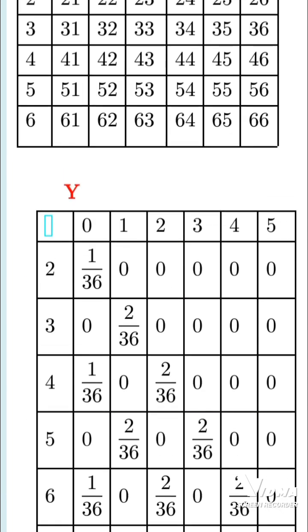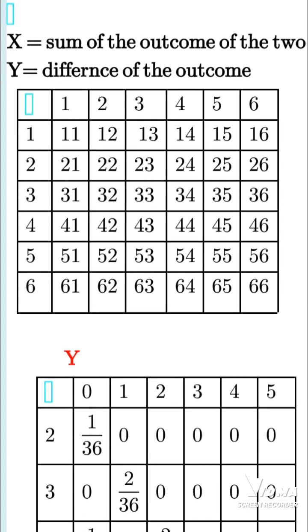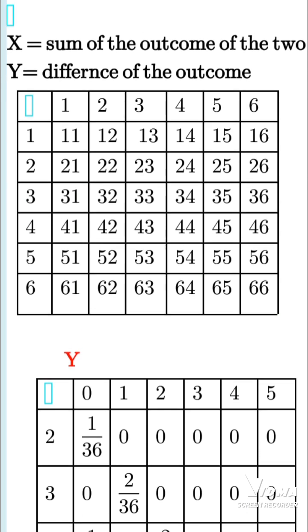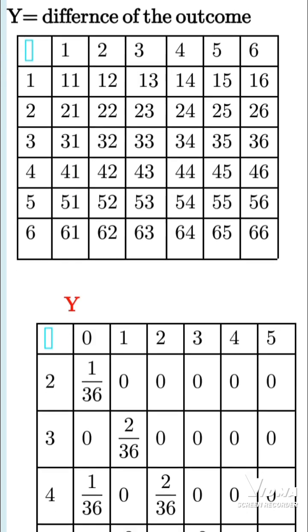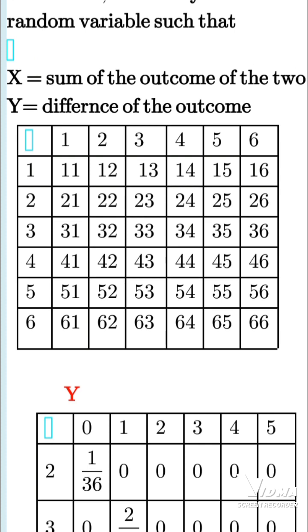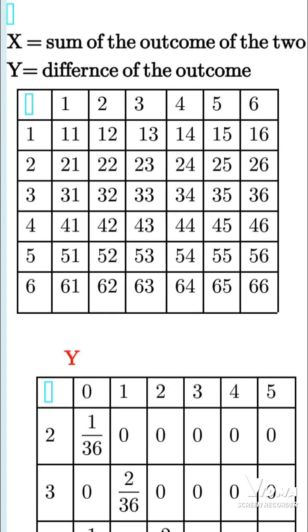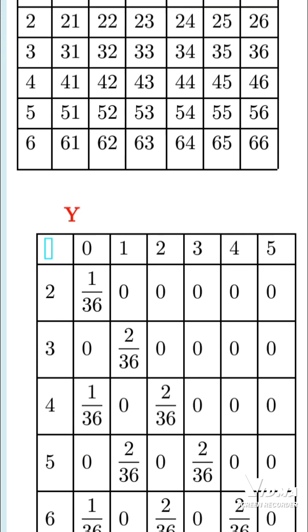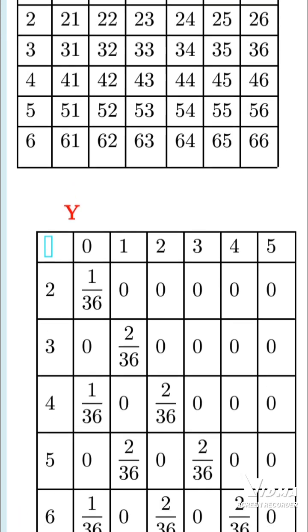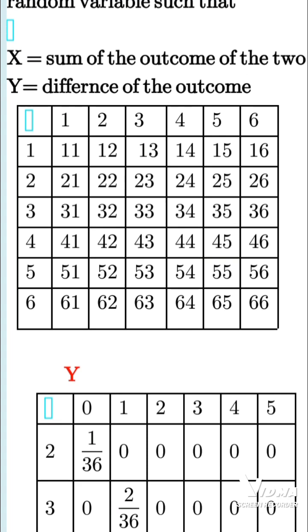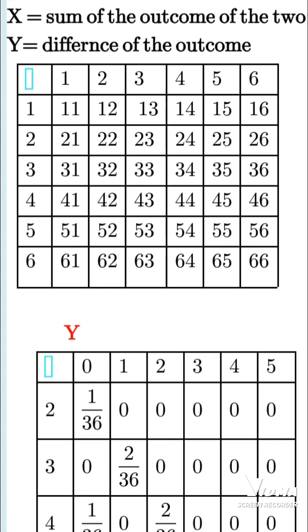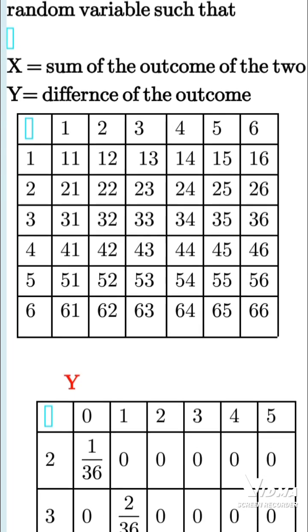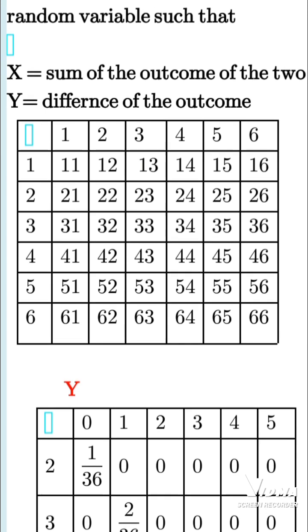And if we are to find the PMF of this table, what we usually do is you take the sum. S is representing the sum of the outcome of 2 dice, and y is representing the difference of the outcome. So coming back to the table, we have 0 to 5 and 2 to 12. So under 1, how many times do we have 1 to appear? That is, how many times do you have the sum of the outcome of the dice?